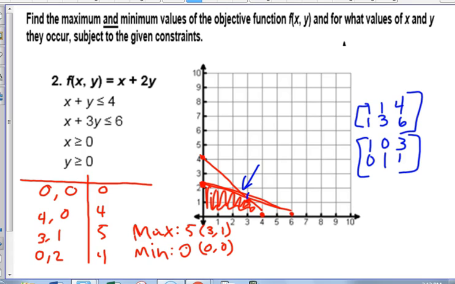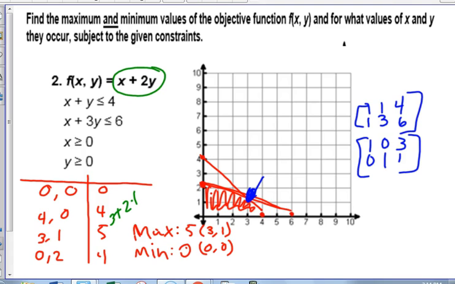No, I think you're fine. As Miranda says, the Hofbauer big dot theorem says it's right at 3, 1, right? Move that dot down. Oh yeah, it's right there. Then how did you get these values though? So 0 plus 2 times 0, 4 plus 2 times 0, 3 plus 2 times 1, and 0 plus 2 times 2. Everybody okay? All right, maximum and minimum.